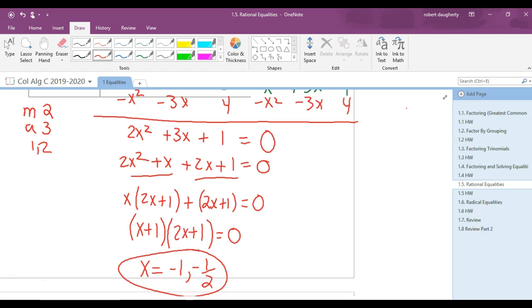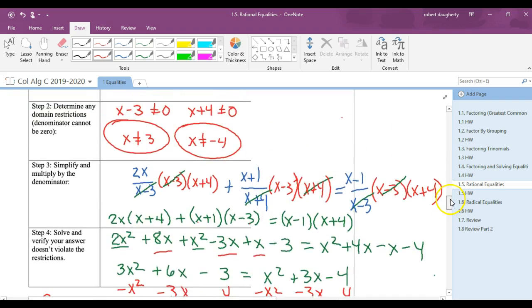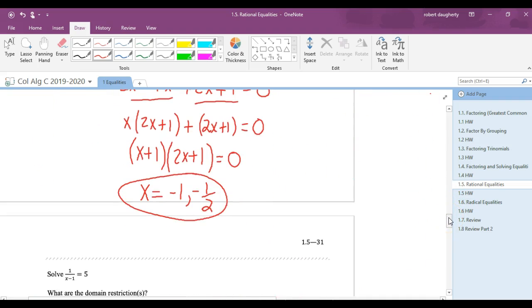Now, what were the exclusions? What can x not be? x cannot be 3 or -4. Neither of these violates that condition. Okay, so these answers are both good. If I were to come up with x equal -1 or 3, then you would just say 3 doesn't work. Mark through it. If you get down to here and the answer is one of the exclusions, it cannot be. Just mark through it at that point.